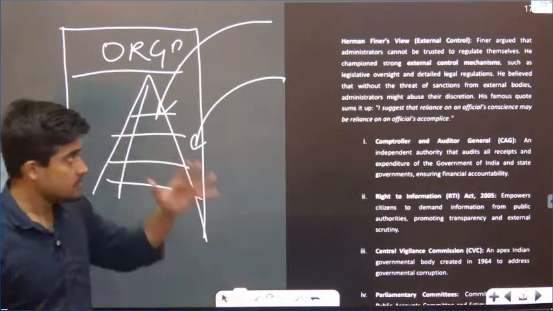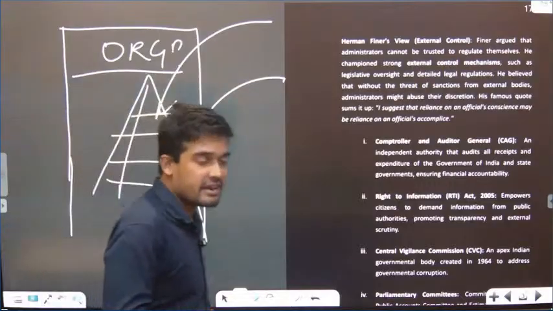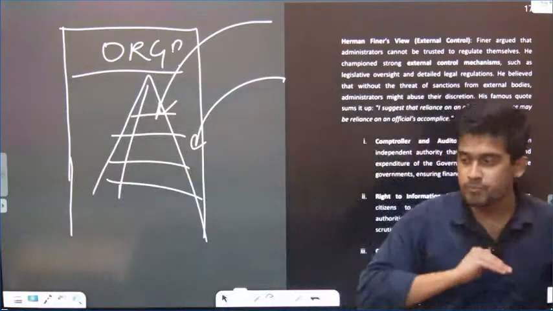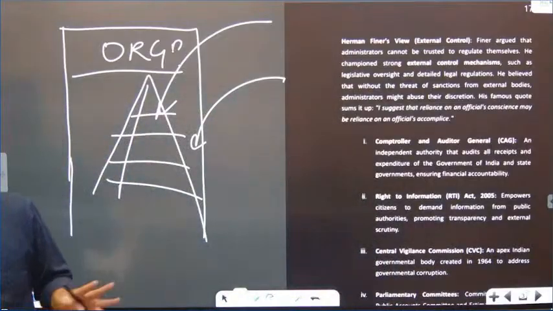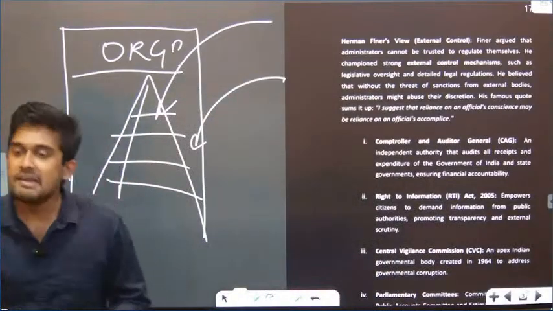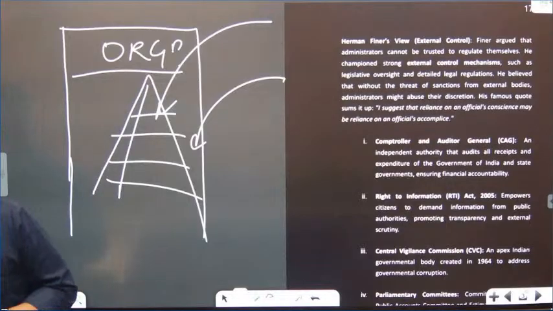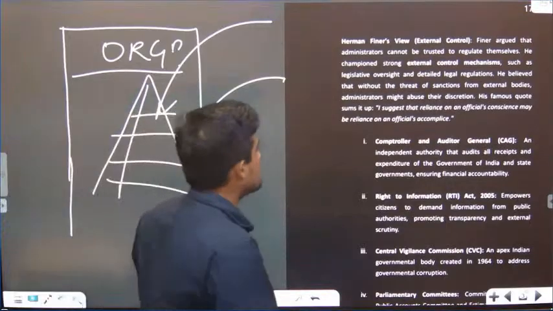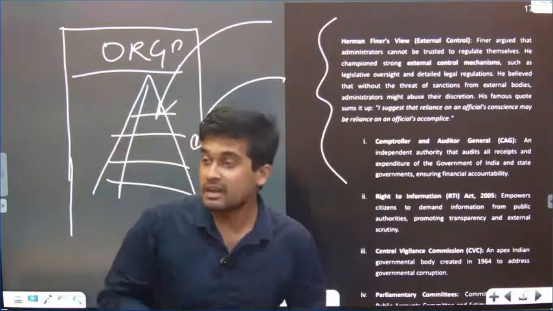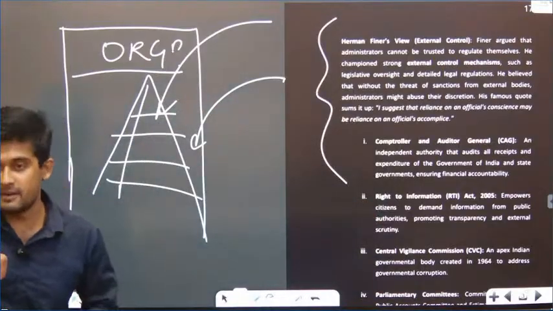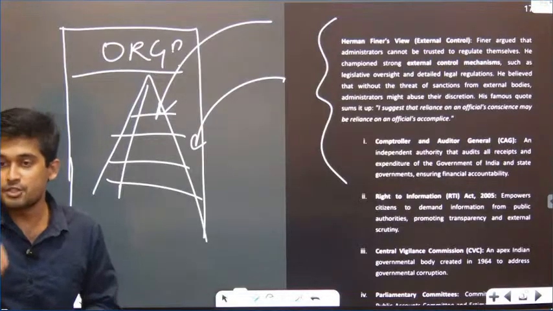So there is a debate regarding this called the Friedrich-Finer debate. Whenever you see accountability and control being asked, in any question, bring in at least a line of the Friedrich-Finer debate. Okay. Herman Finer propounded external control. The control should be from outside. The outside organization should control that.